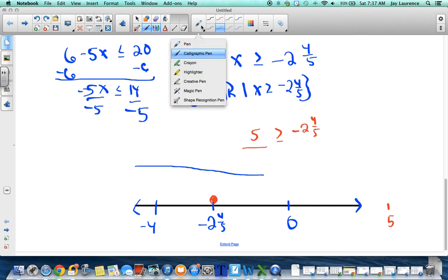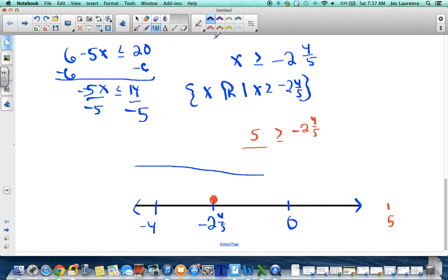And this mouse is really getting bizarre on me. Let's see here. Let's shade this way. No, that's not a point. All right, there we go.